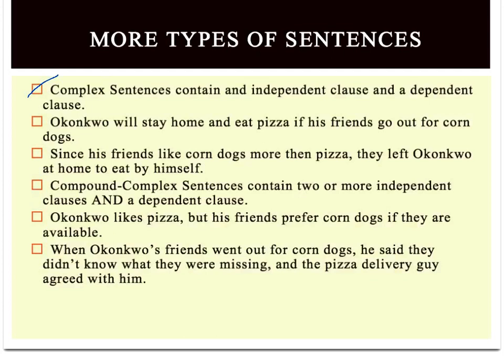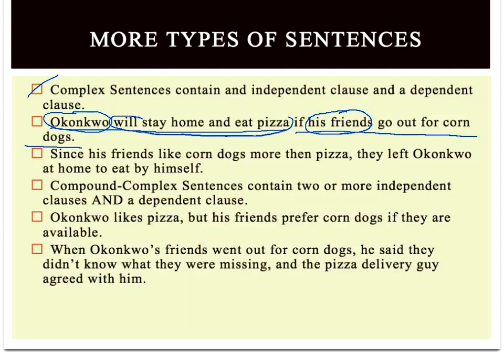Alright, so look at this sentence. Okonkwo will stay home and eat pizza if his friends go out for corn dogs. Alright, we established already what their various preferences are in terms of food. So there's 2 clauses here in this sentence. Okonkwo will stay home and eat pizza, and if his friends go out for corn dogs. Alright, they each have a subject. The complete subject of this one is just Okonkwo. The complete subject of this one is his friends. They each have a predicate, will stay home and eat pizza. It's a complete predicate there, right? Or go out for corn dogs is the complete predicate there.